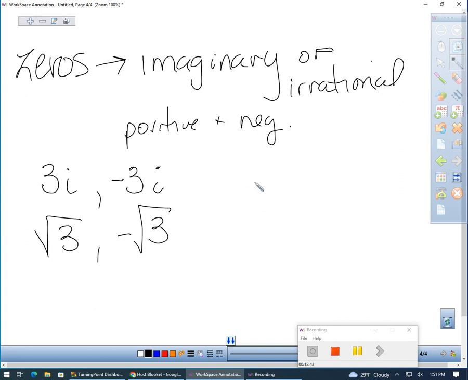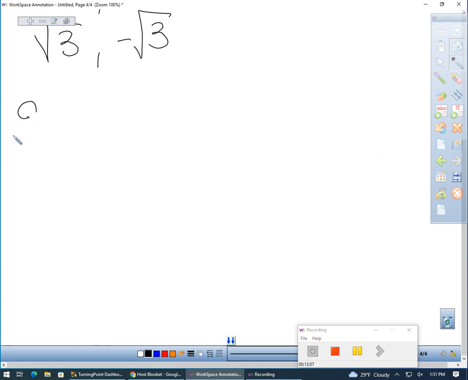If I have a 0 at, let's say 4 plus 2i, that means I have another 0 at 4 minus 2i. Those are called conjugates of each other. Remember that word? Right? Okay, so next problem. Example number 3.